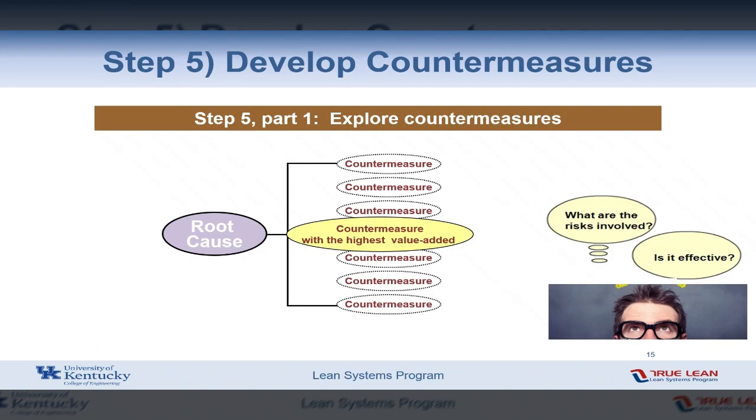Once we have developed possible countermeasures, we want to select the countermeasure with the highest value add. What do we mean by value add? We want to look at the benefits versus the costs for these countermeasures. This will be discussed in subsequent slides. As we look at these benefits and costs, we want to consult with others again, those who might understand any unintended consequences or potential issues with the different proposed countermeasures.